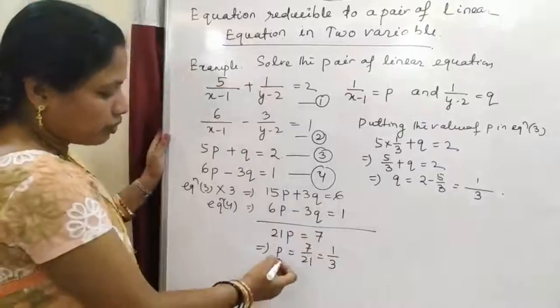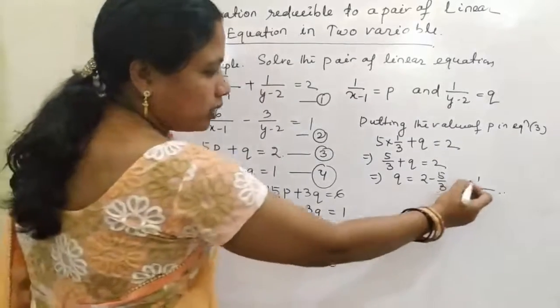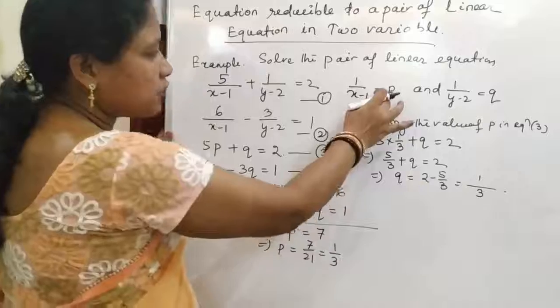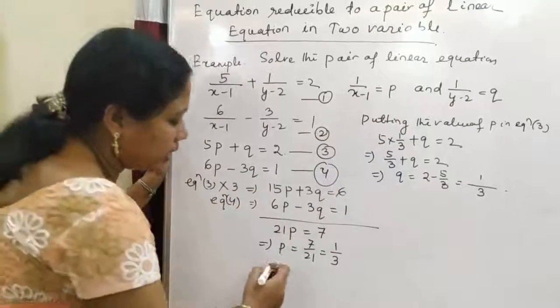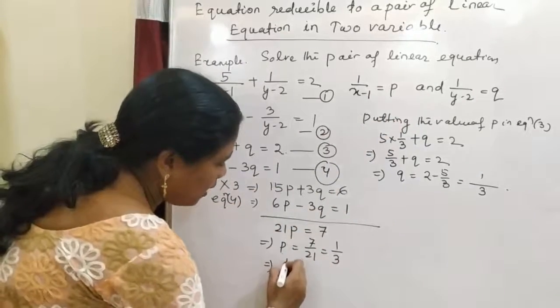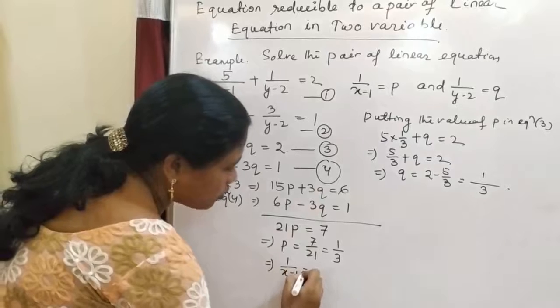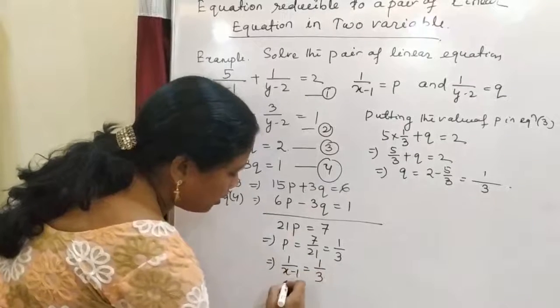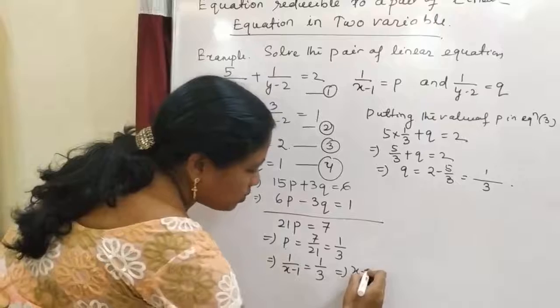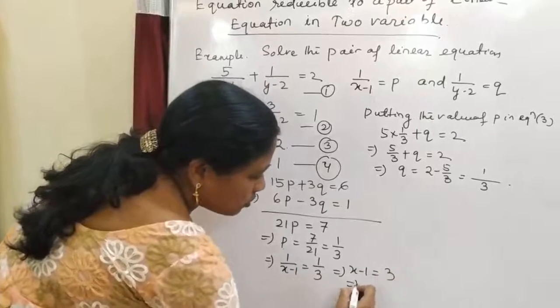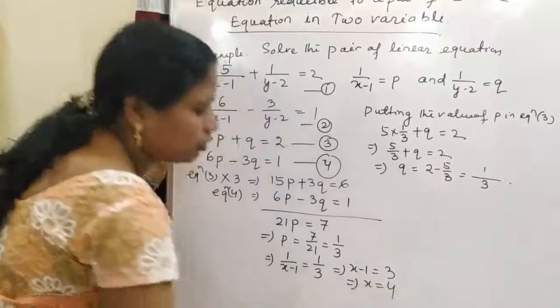So here the value of p is 1 by 3 and q is 1 by 3. So what is p? We have taken p as 1 by x minus 1. So this implies 1 by x minus 1 is equal to 1 by 3. So this implies x minus 1 is equal to 3. So this implies x is equal to 4.